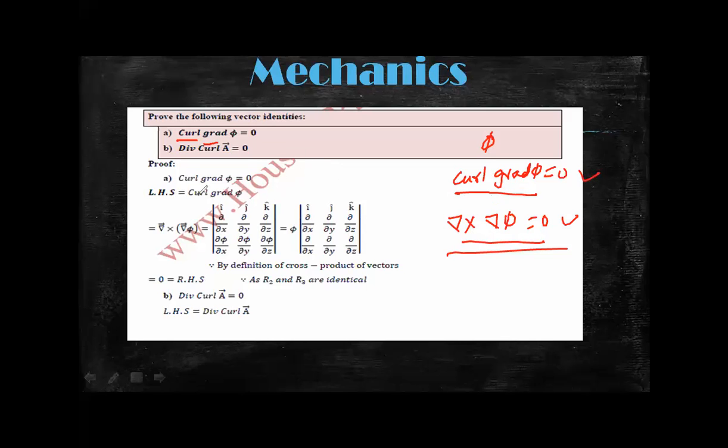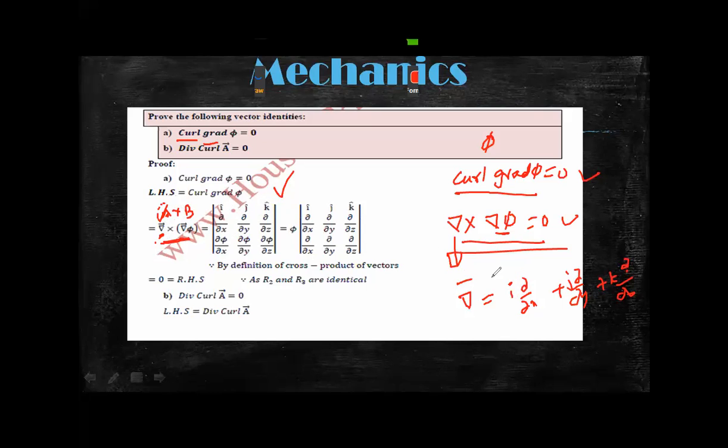Easy, you know that. So what does curl mean? Curl of grad phi, you know the determinant method. First i, j, k come on top. Del means i dou by dou x plus j dou by dou y plus k dou by dou z; it's a vector actually. When we do a cross product like A cross B, we first write i, j, k, then the components of A. But instead of A, here we have the del operator, so you write that.